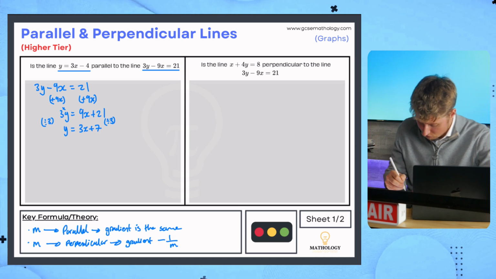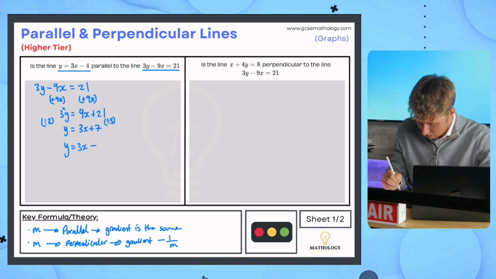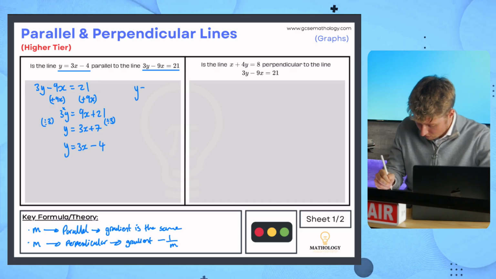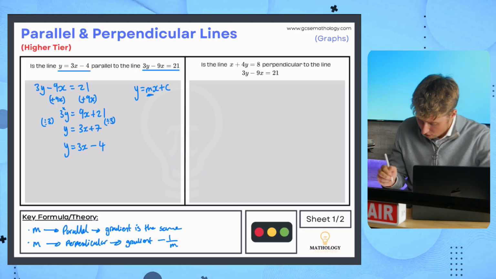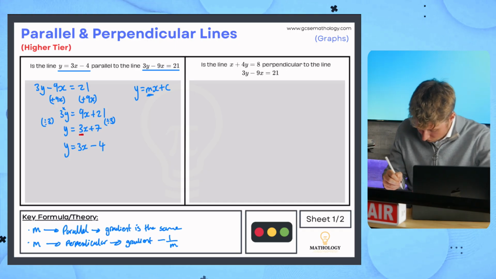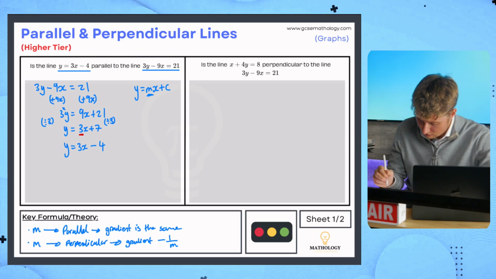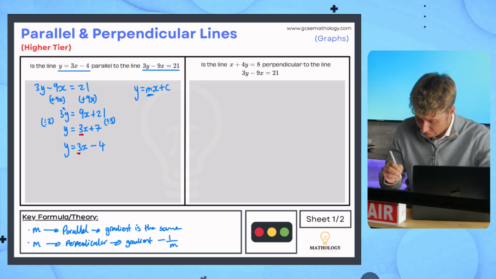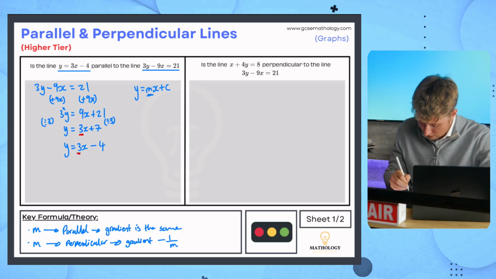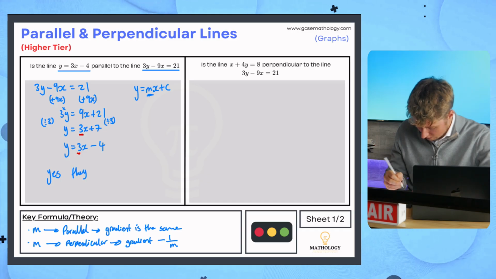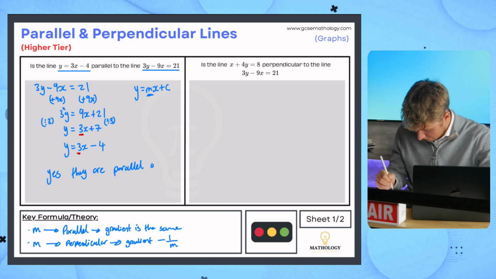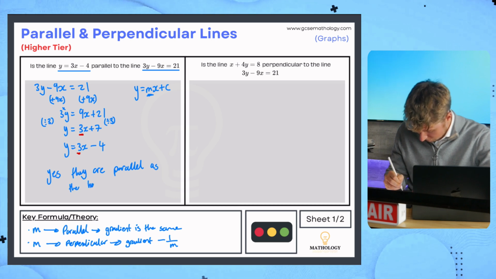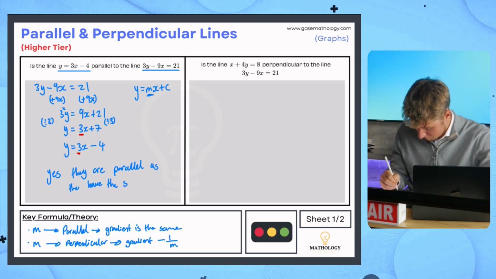And we're comparing this with y equals 3x minus 4. So we've got y equals mx plus c is the equation of a straight line where m is the gradient. So we're going to compare this number here. So 3 in the second equation of a line and 3 in the first equation of a line. So yes, they are parallel as they have the same gradients.